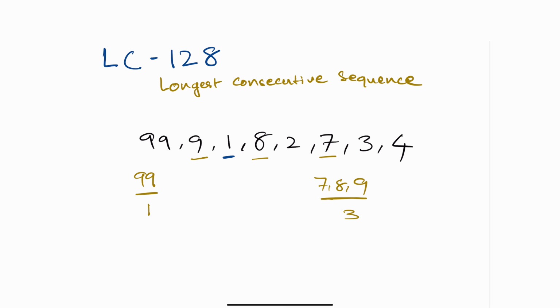If I start with 1, the next number is 2, the next number is, yes, 3, the next number is 4. So what is this length? 4. So this is my max length of such numbers. Those numbers are in a consecutive series. So we need to find such best answers.